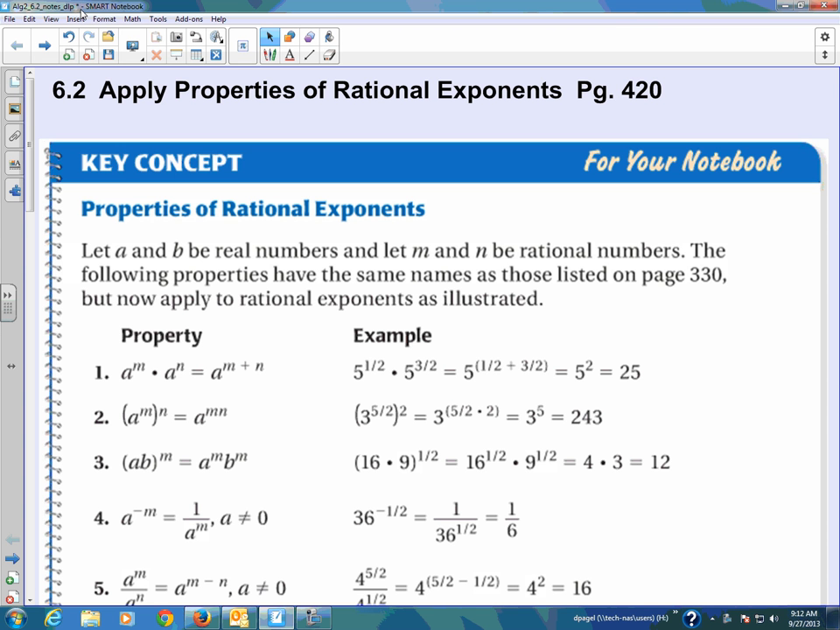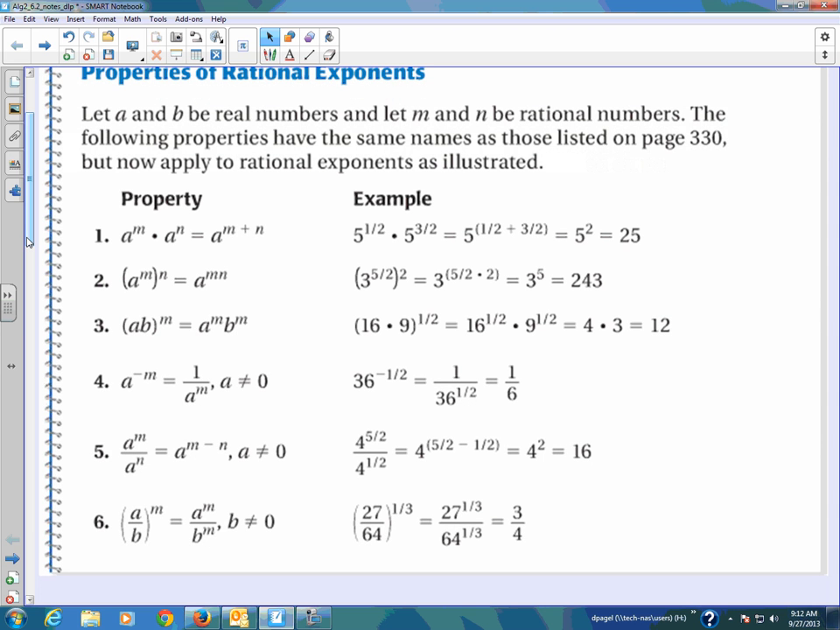These properties of rational exponents that we see here, we've seen these properties before in the previous chapter. We've got some product properties, some quotient properties, some power of power properties going on, and these are the ones we're going to be using throughout this section and then the rest of the chapter here.